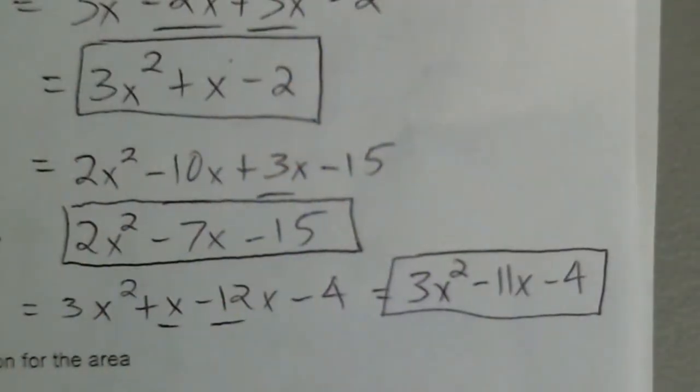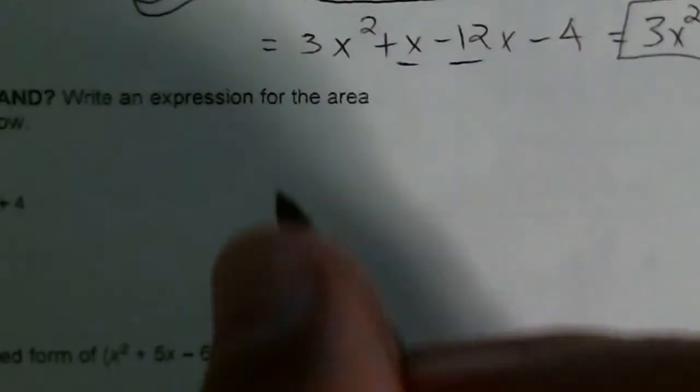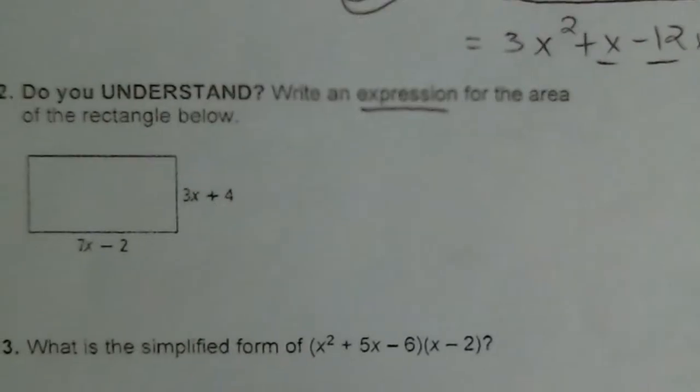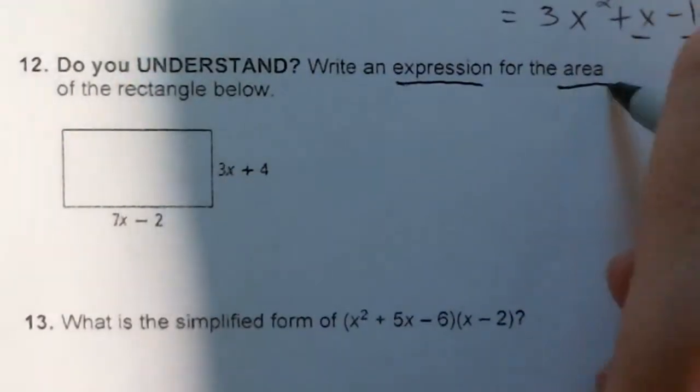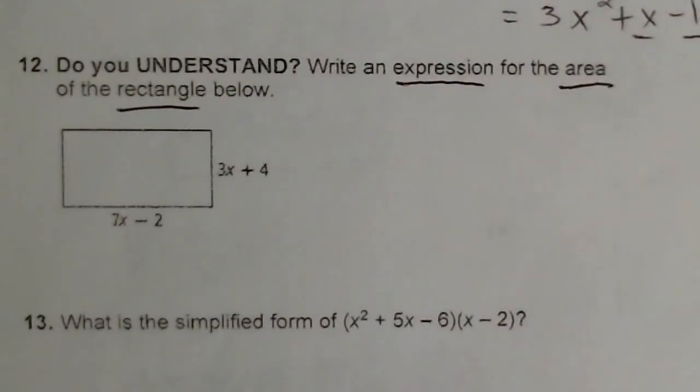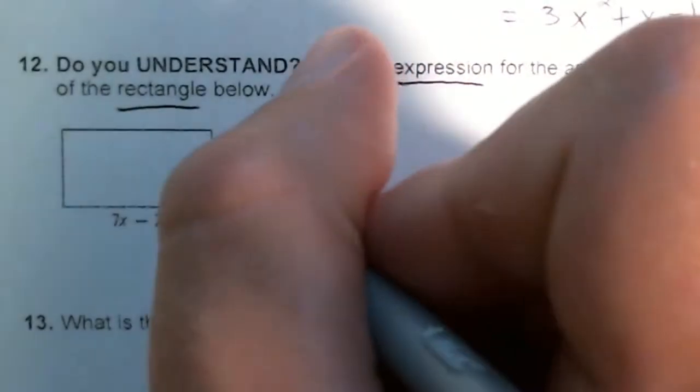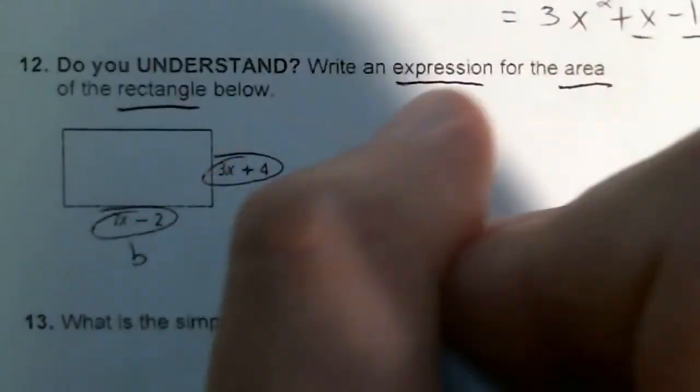Check that one for me, please. Okay, write an expression, not an equation, the algebraic expression for the area. There's a trigger word. Geometry is full of trigger words. Okay, so area. I'm thinking, we just talked about that. That's just base times height. So it's just base times height.